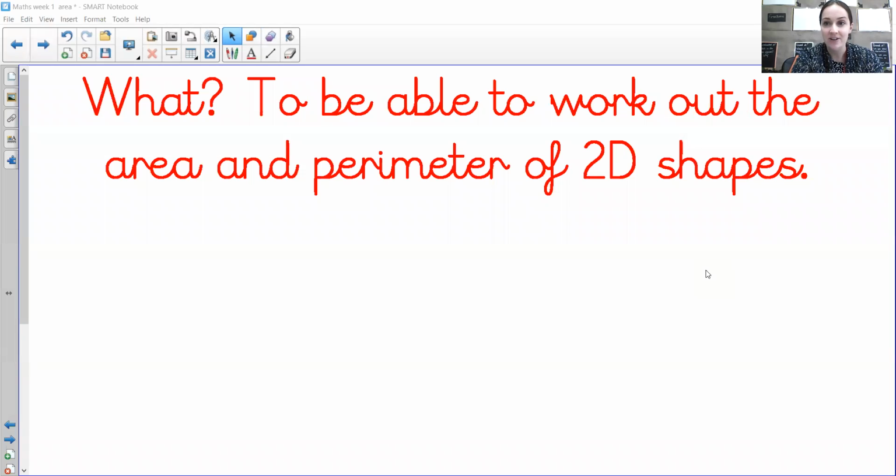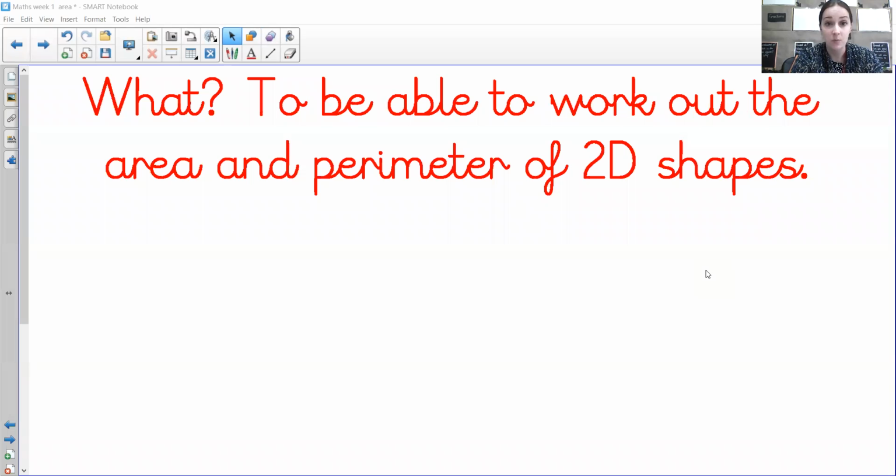We have been doing area and perimeter, and today we're going to use both of these concepts to problem solve a little bit. Okay, so I'm going to share my screen and hopefully you can now see me and you can see the PowerPoint.